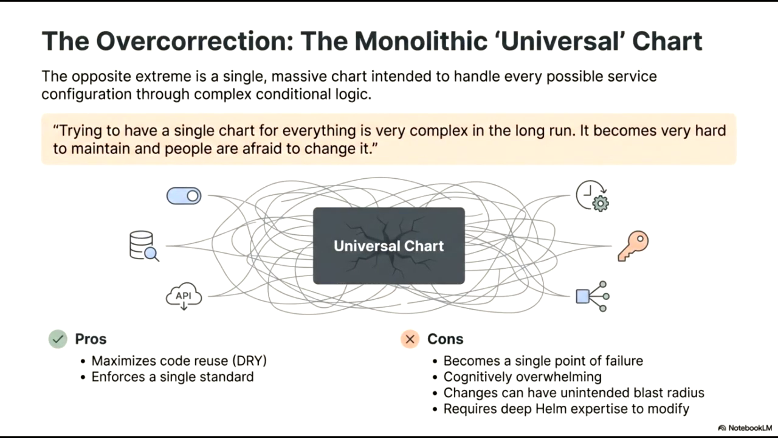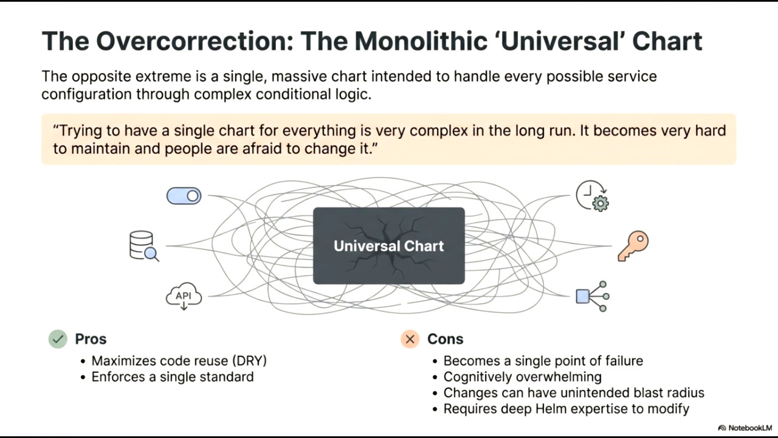The overcorrection involves moving to the opposite extreme, the creation of a monolithic universal chart. This is a single, massive chart designed to handle every possible service configuration through highly complex conditional logic. As highlighted in the featured quote, while this approach aims for efficiency, it becomes incredibly complex in the long run. Eventually, it becomes so difficult to maintain that team members become afraid to modify it for fear of breaking dependent systems. Looking at the trade-offs, there are certainly benefits.